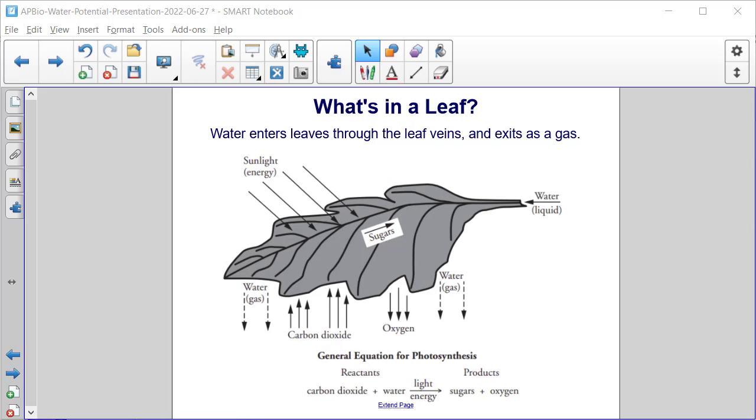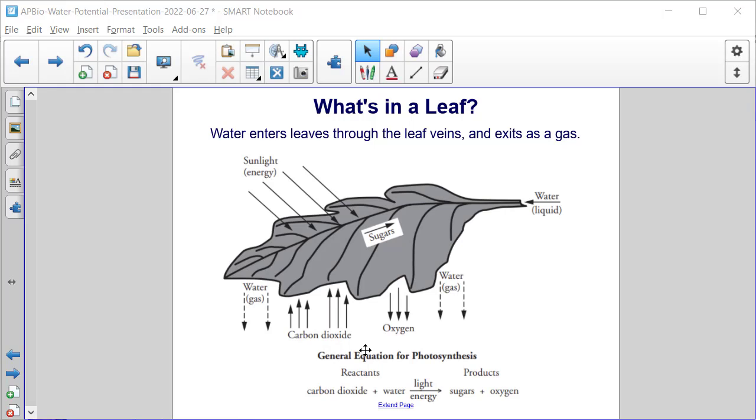What's in a leaf? Water enters through the leaf veins and exits as a gas. So, see our liquid water here entering through the leaf veins. Okay. Sunlight providing energy. And then leaving is water as a gas, oxygen as a gas through the capture of carbon dioxide.